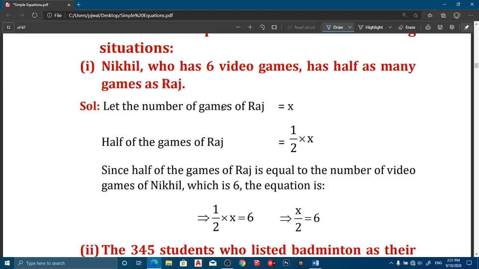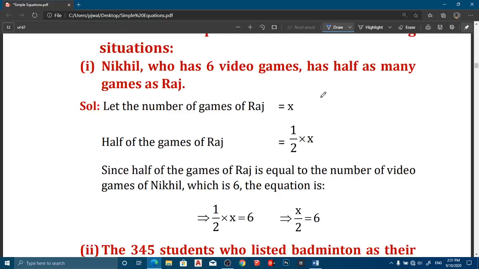Let us take the number of games of Raj as x. So half of the games of Raj means, how can you write this? Half as many games as Raj. How can you write this? Half of x. So half of the games of Raj we can write as 1 by 2 of x, which is half of x.